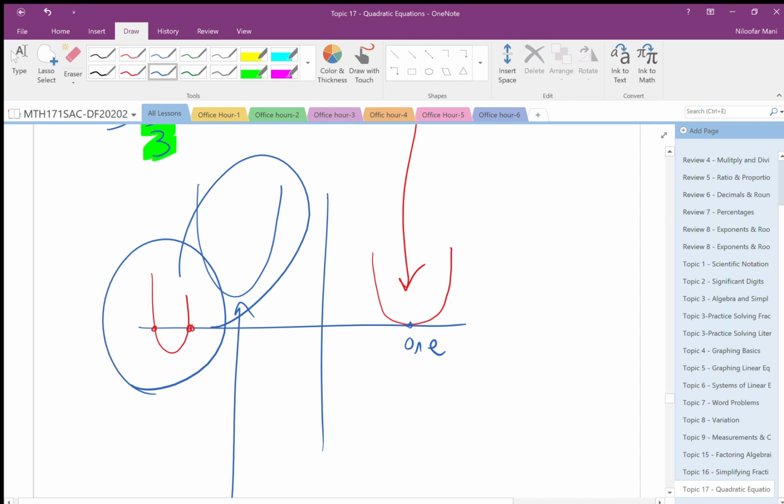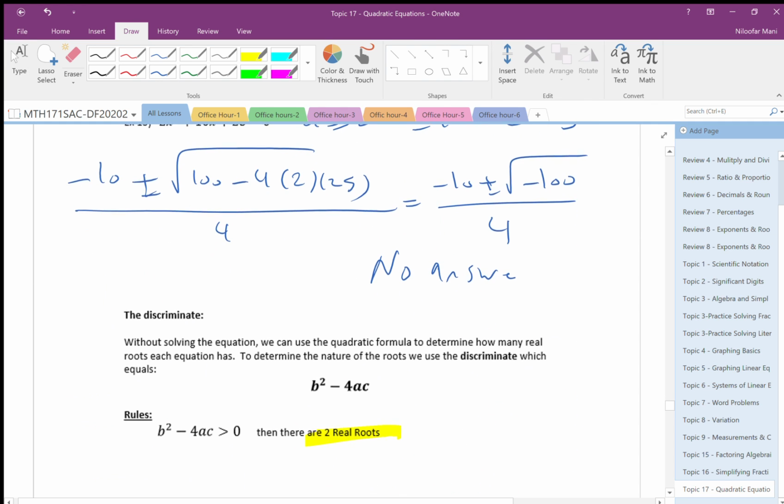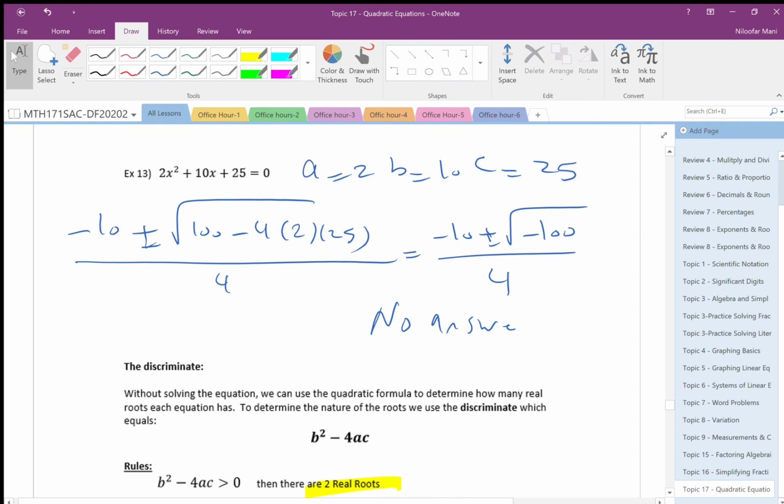Okay, so now I can do this example and it shows me no answer. Why? Because under the radical is negative. Do it on your own. Under the radical, if it is negative, there is no real answer. Yes, I know imaginary, yes, but I don't need it because I'm working with real numbers. So it's possible to have no answer, 1 answer, or 2 answers.